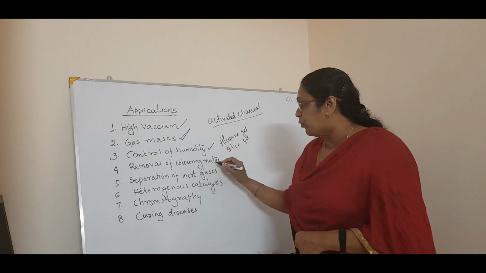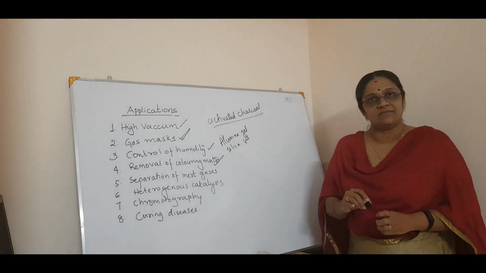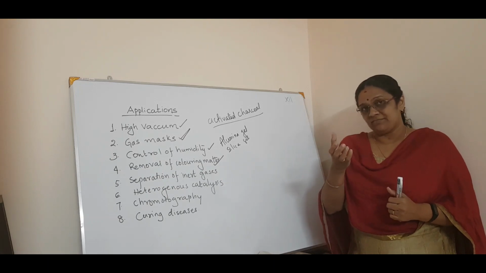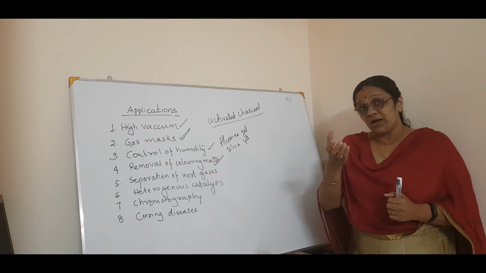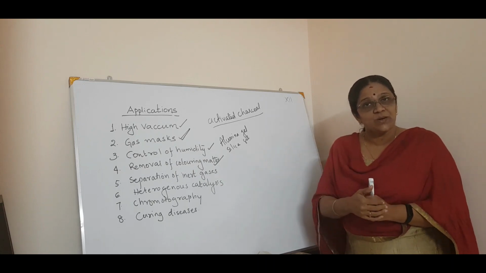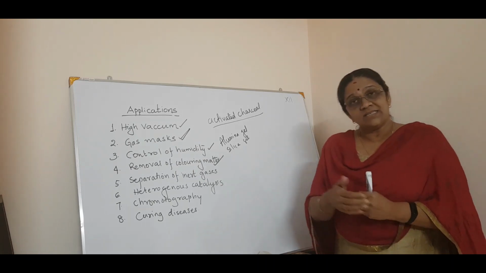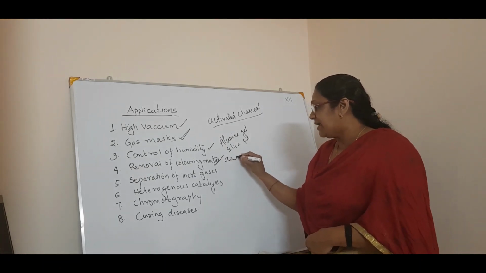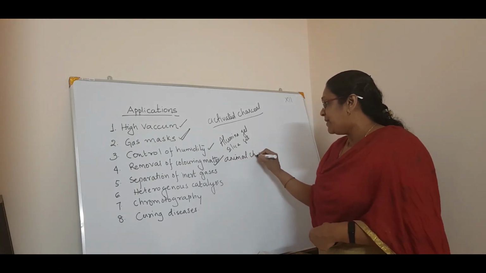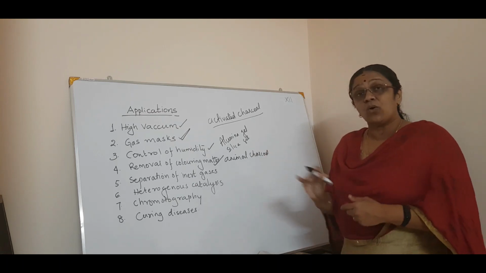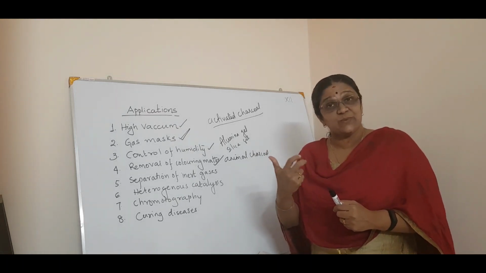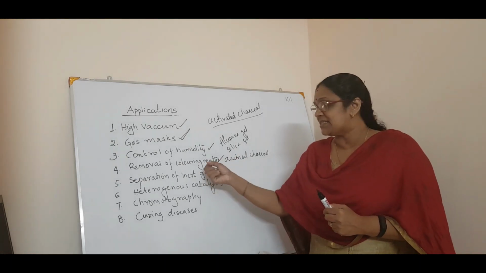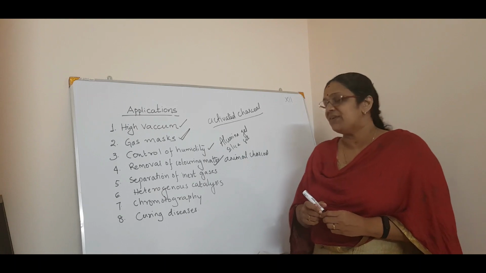Now moving on to the fourth one, removal of coloring matter. We also discussed how the raw sugar, the molasses, is converted into the whitish one. The raw sugar is passed through a bed of animal charcoal. Here animal charcoal comes into play. Animal charcoal will adsorb the coloring matter, like dyes, and make it white. That we discussed earlier.